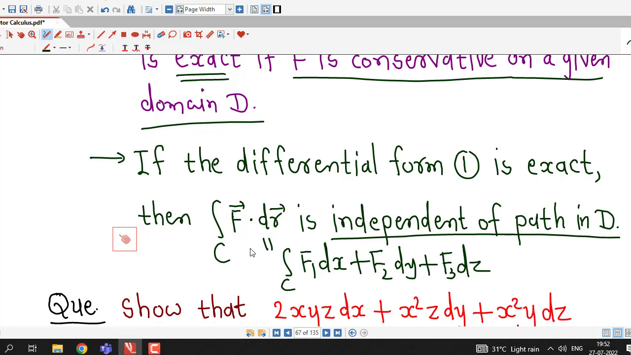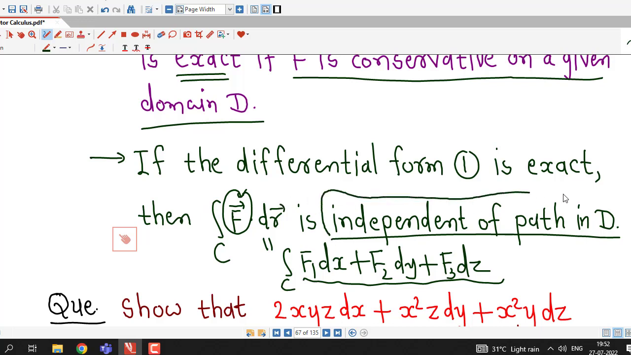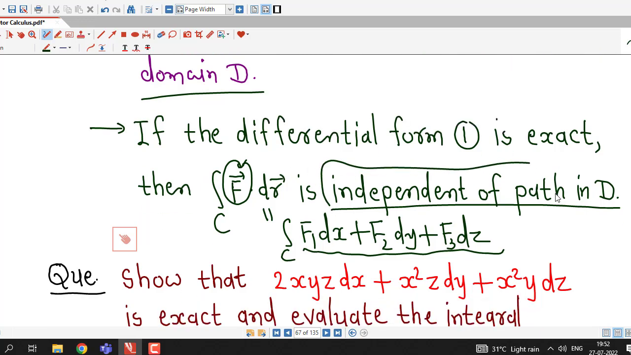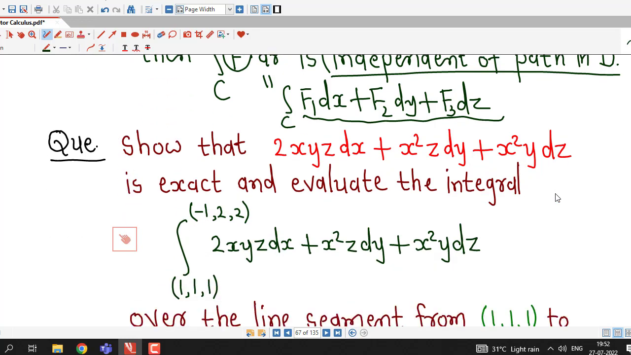To prove that this differential form is exact, we will prove that this F bar is a conservative vector field, and we know that if F bar is a conservative vector field, the line integral is path independent. So we discuss one question related to this.